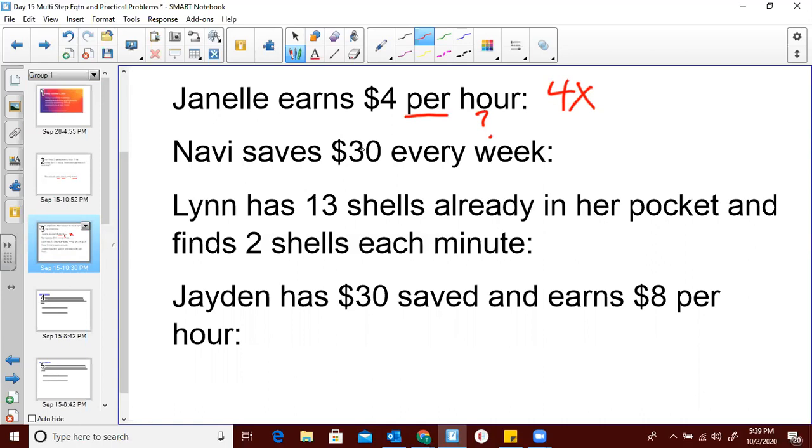So Navi saves $30 every week, but I don't know how many weeks he's been saving $30 for, right? So I'm going to have 30x. And remember, this is representation of multiplication. So if Navi saves money for 2 weeks, I could say x equals 2, and then 30 times 2 would be $60. And that's how much Navi would have.